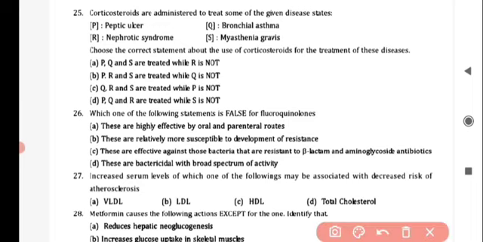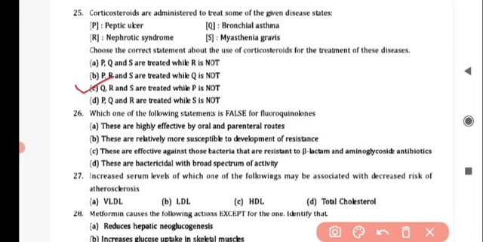Next question is, corticosteroids are administered to treat some of the given disease states. P is peptic ulcer, Q is bronchial asthma, R is nephrotic syndrome and S is myasthenia gravis. Now choose the correct statement about the use of corticosteroids for the treatment of these diseases. So the correct answer is option C, that is Q, R, and S are treated while P is not.